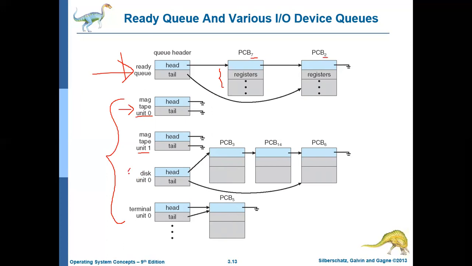And this is the disk, maybe the hard disk. There are three processes in the queue: process 3, process 14 and process 16. Maybe the disk is currently serving the process pointed to by the head, that is process 3. These are the respective process control blocks. Here also there is a head pointer and a tail pointer. The head pointer points to the first process and the tail points to the last process.